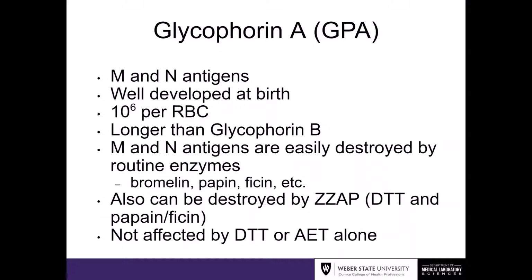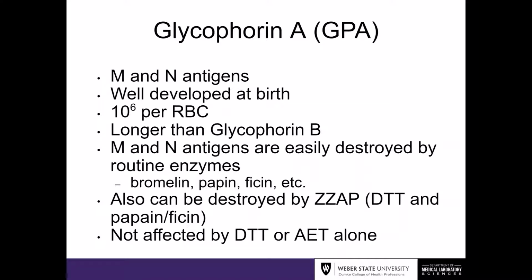Glycophorin A is a sialic acid-rich glycoprotein. Glycophorin A contains the M and N antigens when they are genetically inherited and phenotypically present. These antigens are well developed at birth. The M and N antigens are located on the distal end of glycophorin A, which is significantly longer than glycophorin B.